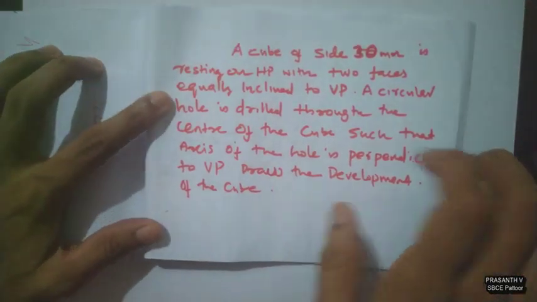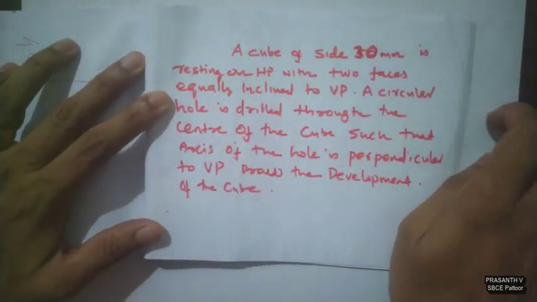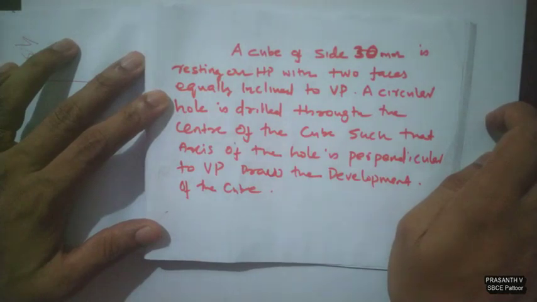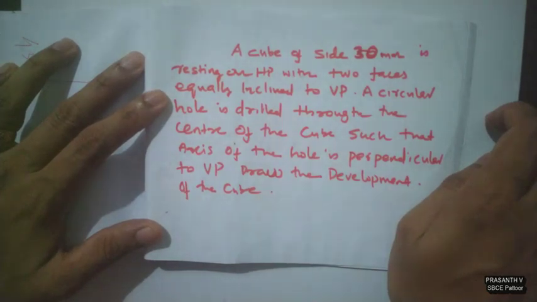Okay, now consider another problem. A cube of side 30 mm is resting on HP with two faces equally inclined to VP. A circular hole is drilled through the center of the cube such that the axis of the hole is perpendicular to VP. Draw the development of the cube. So this is a question.